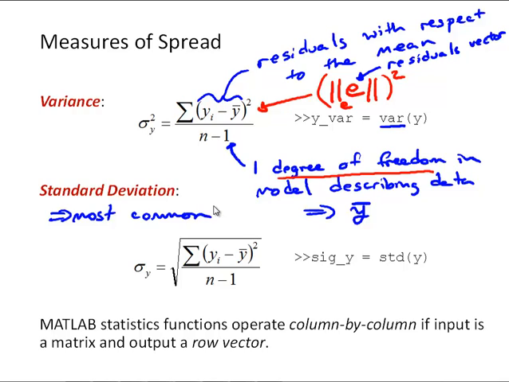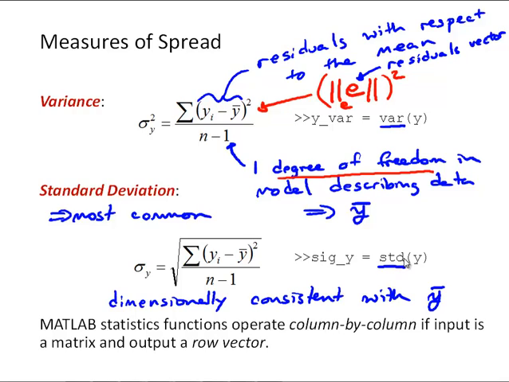And the reason that this is preferred over the variance is because here we're squaring the residuals, which makes sense to do so that the positive and negative values don't cancel each other out, and then summing them. But now the order and the units on the residuals are not the same as the data itself. So taking the square root makes the standard deviation dimensionally consistent with the mean y bar.